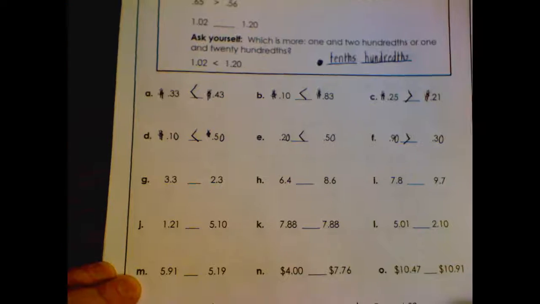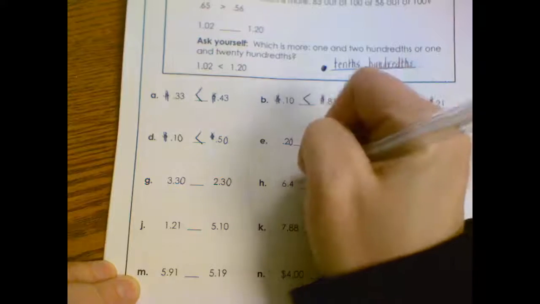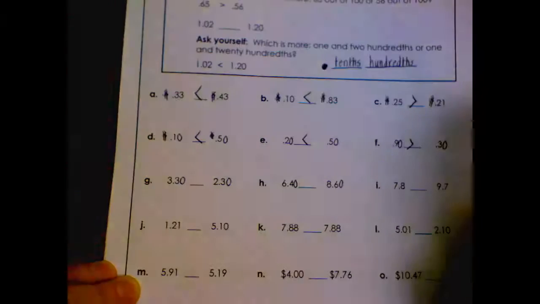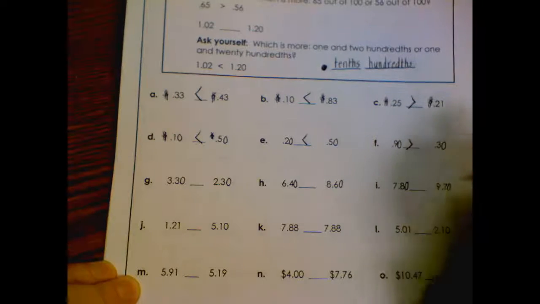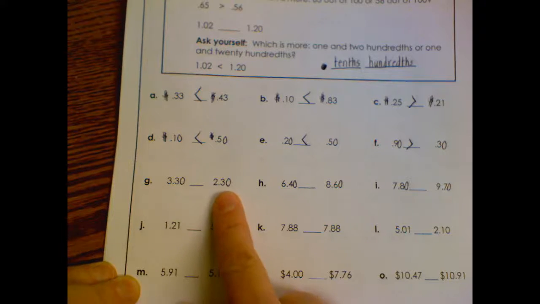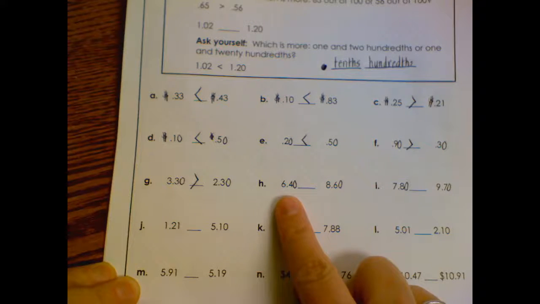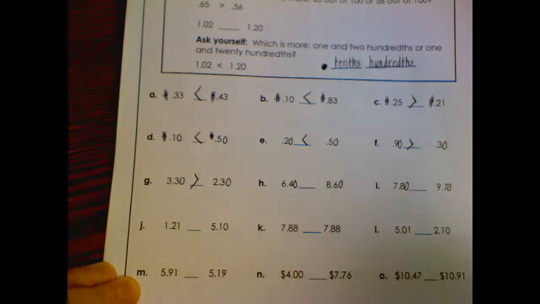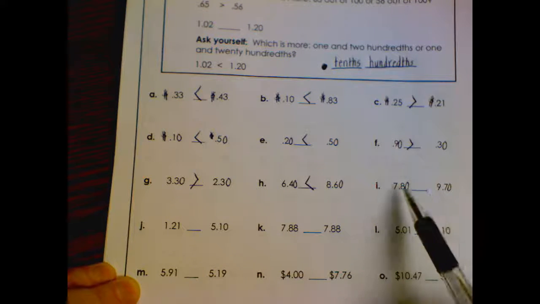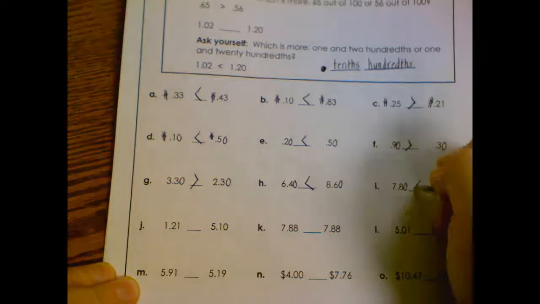I don't know. I feel like with money, if you make it money, we all love money, we all spend money, and some of us are even good at saving money. Okay, I'm just filling in some zeros so it looks more like money amounts. $3.30, $2.30, $6.40, or $8.60. And letter I, $7.80 or $9.79.